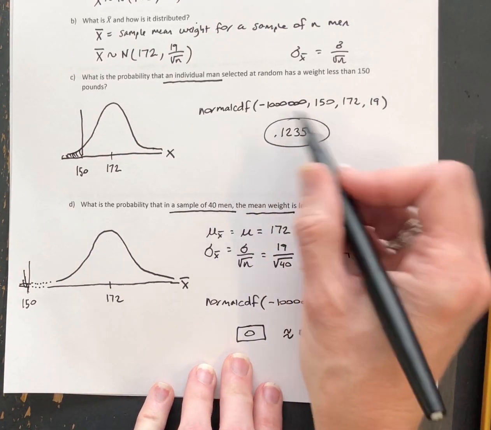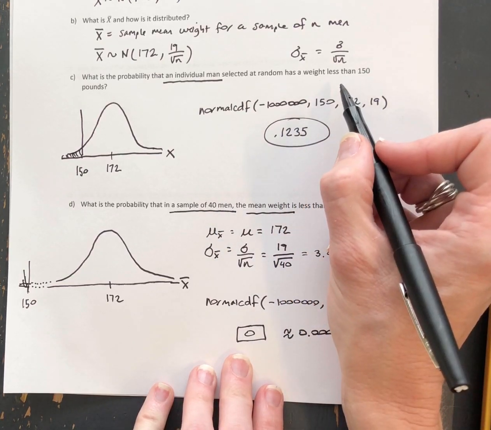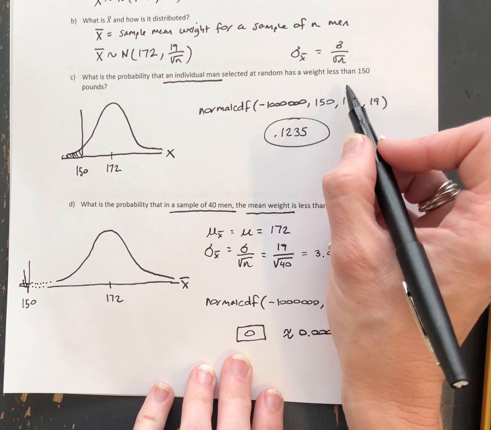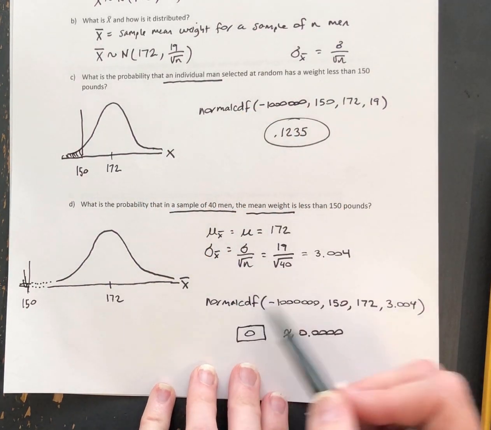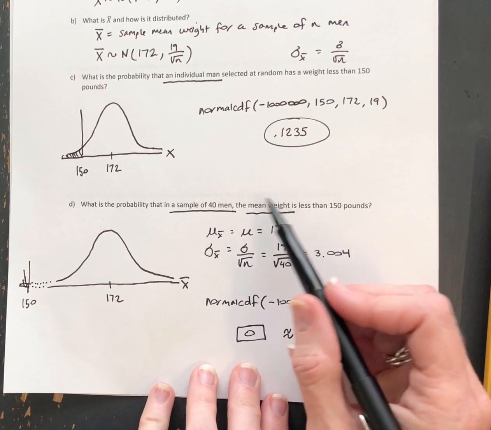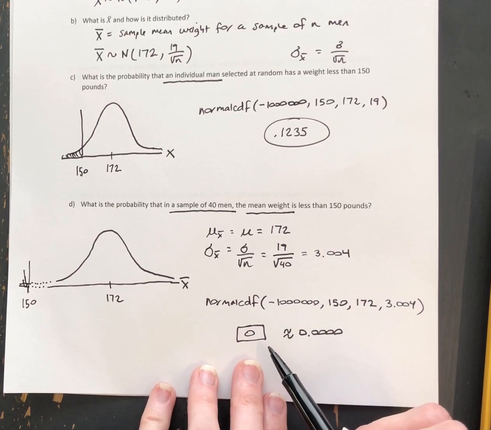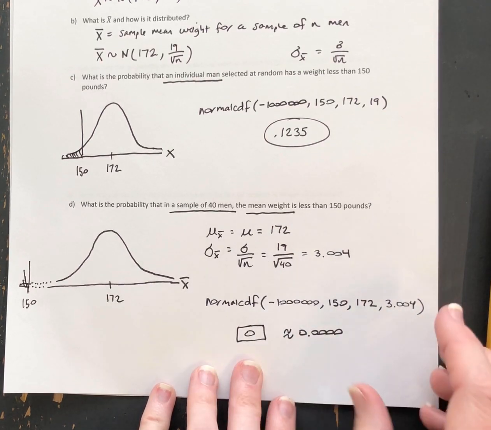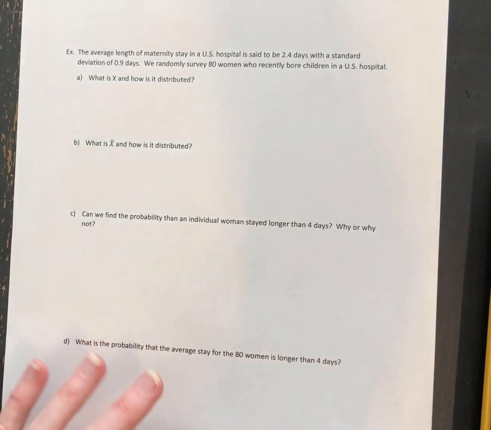So what they're saying is there's about a 12% probability of this occurring in one man weighing less than 150 pounds. But by the time we want to take a sample of size 40 men and have that mean weight be less than 150 pounds, that's essentially not going to happen from this population. Okay, and we're gonna do one more example.